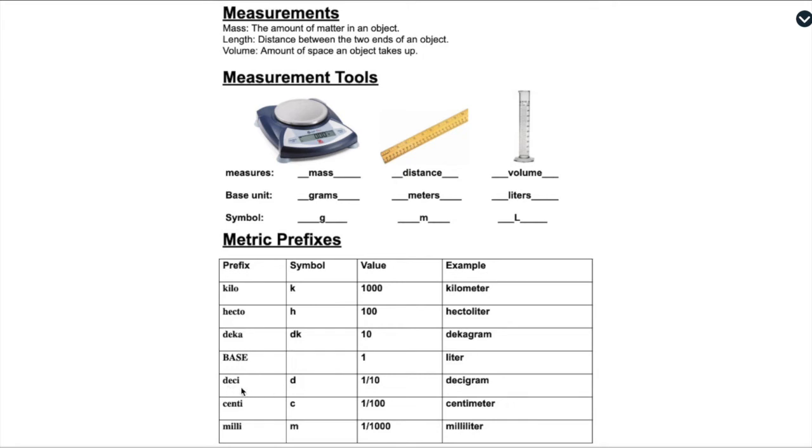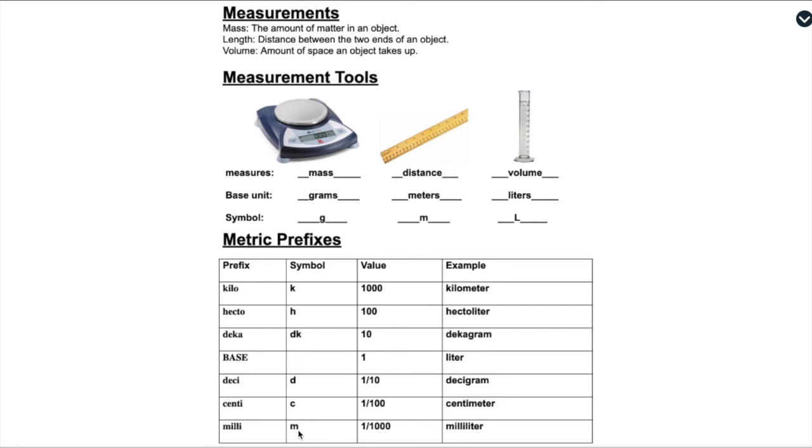So a deci, symbolized with a D, is 1/10 of a base unit. And so a decigram would be 1/10 of a gram. You would need 10 decigrams to make 1 gram. Centi is C. It is 1/100th of a base unit. And a centimeter, you need 100 centimeters to make up 1 meter.